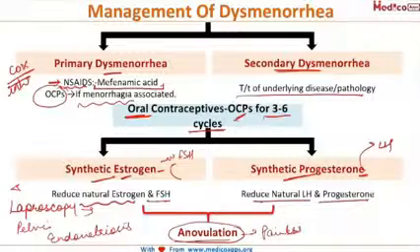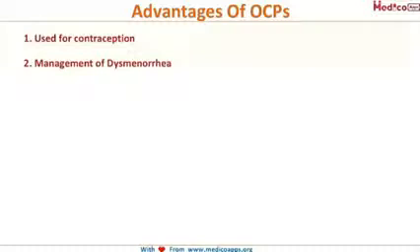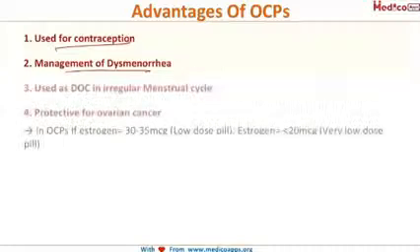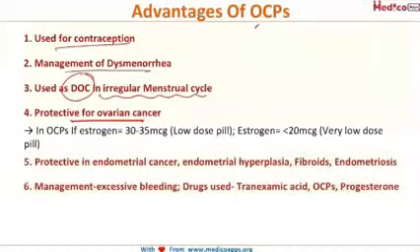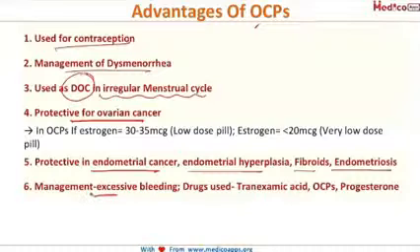Now we know these OCPs are used as contraceptives. So let us summarize what the other uses of OCPs are, what the advantages of OCPs basically are. We know they can be used as contraceptives. We have seen just now that they are used in the management of dysmenorrhea. Then they are the drug of choice in cases of irregular menses. They regularize the menstrual cycle. They are also protective for ovarian cancer. We said that the more the number of ovulations, the more injury to the ovaries, and it will lead to ovarian cancer. So if one is giving OCPs, it is protective for ovarian cancer. They also provide protection in cases of endometrial cancer, endometrial hyperplasia, fibroids, endometriosis. They are also used for the management of excessive bleeding, that is menorrhagia.